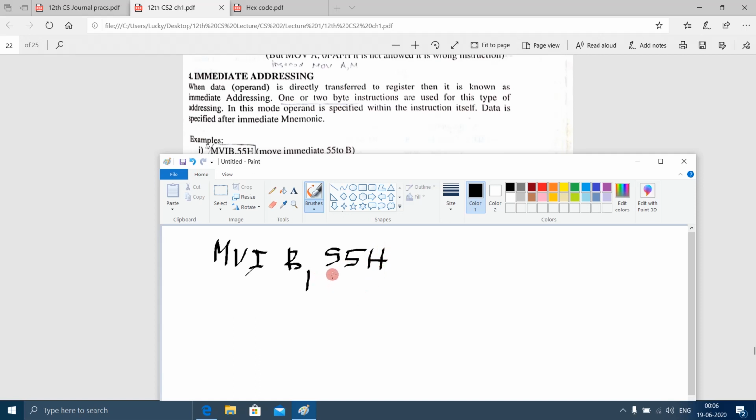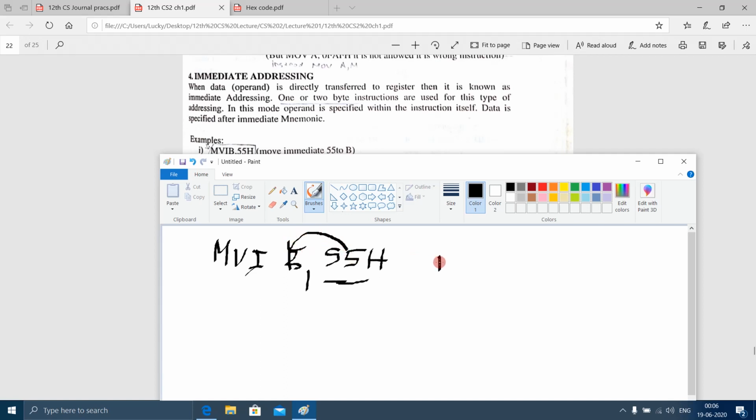So the data is directly specified, immediately specified. What's the meaning of MVI? MVI means move immediate. So the purpose of this instruction is 55. The content will be directly copied into B register.